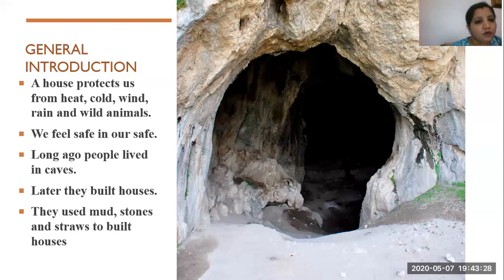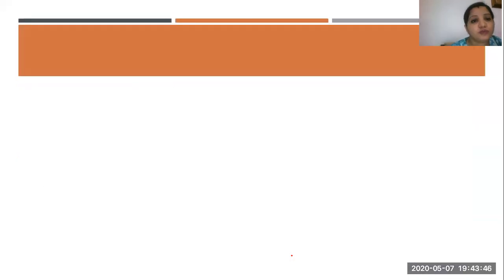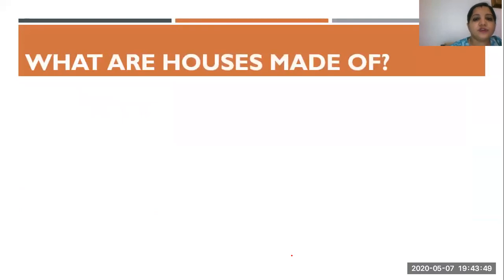They found only those things which are available in nature. What are they? They used mud, which is freely available in our environment. They used stones. They used straw to build houses. So they used only those things which are easily available in our surroundings to build a house. So let's see what are the different materials used in the construction of a house.